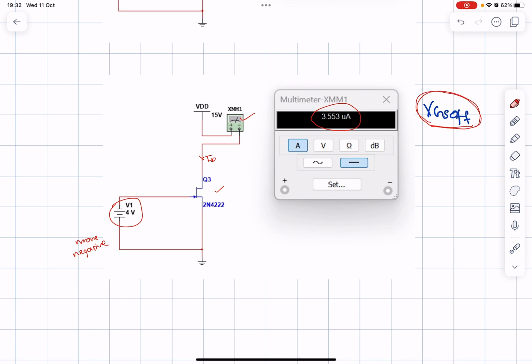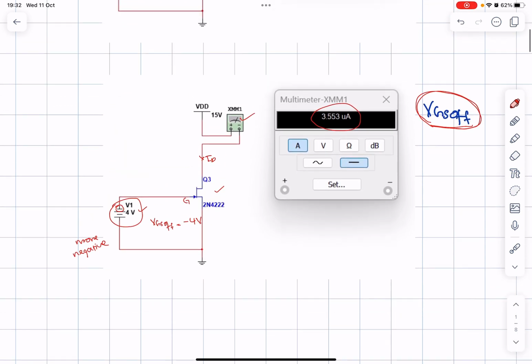So for this analysis, I will not go to 0 ampere. I will just stick to 3.5 microampere. That is already small enough to consider the drain current almost 0. So we can say that the VGS off is equal to minus 4 volt here, because you can see here, the negative terminal is the one connected to the gate terminal.